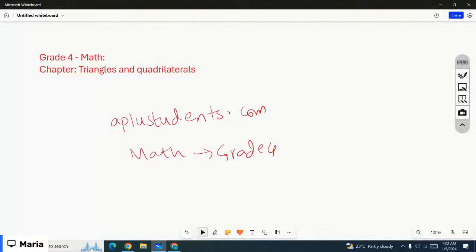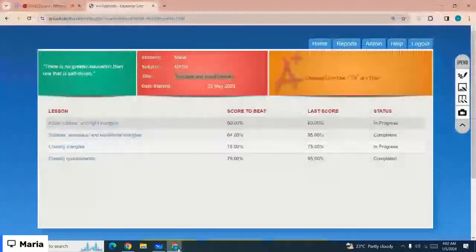We are going to start with the chapter triangles and quadrilaterals. Please make sure you have your notebook and pencil so that you can note down the important examples and definitions as well. So let's just start with the lesson triangles and quadrilaterals.